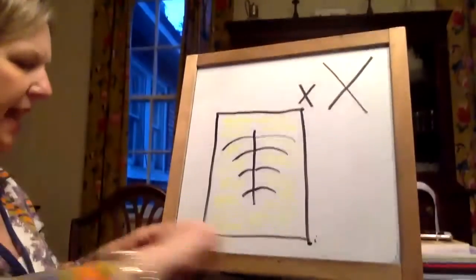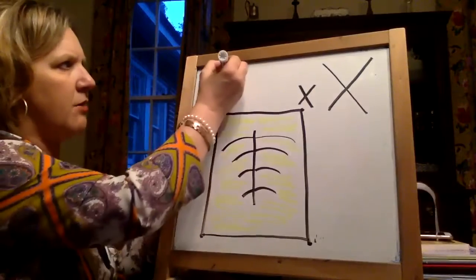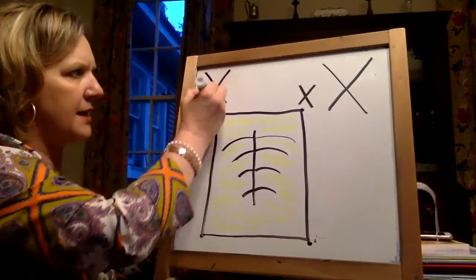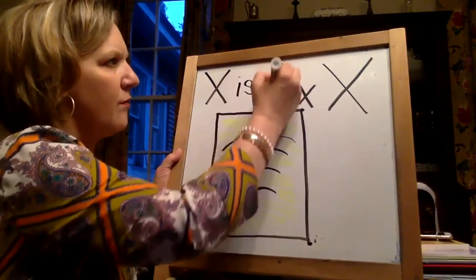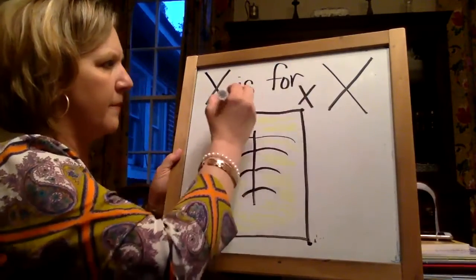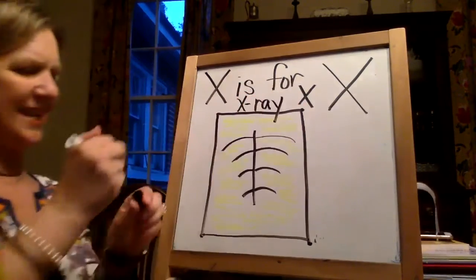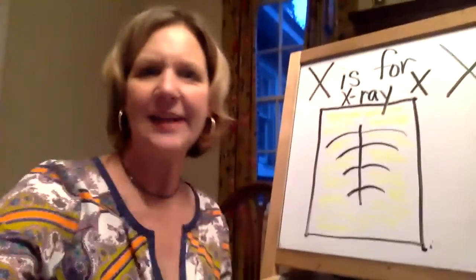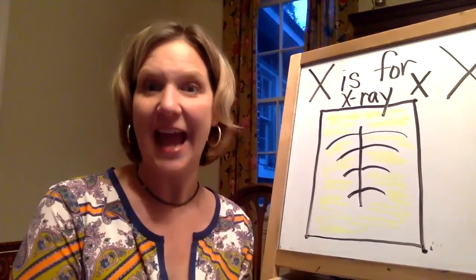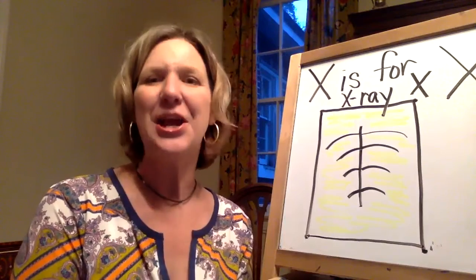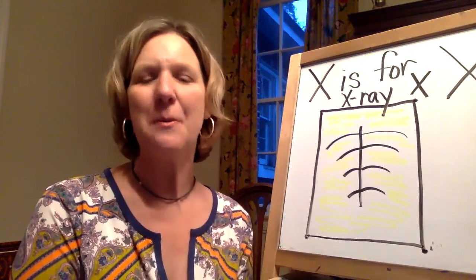So boys and girls, X, remember, big line slides down. I go back up to the top. Big line slides down the other way. X is for X-ray. X is for X-ray. And you also hear the X in the middle of words like exit and extinct. And you hear the X at the end of words like box and mix.